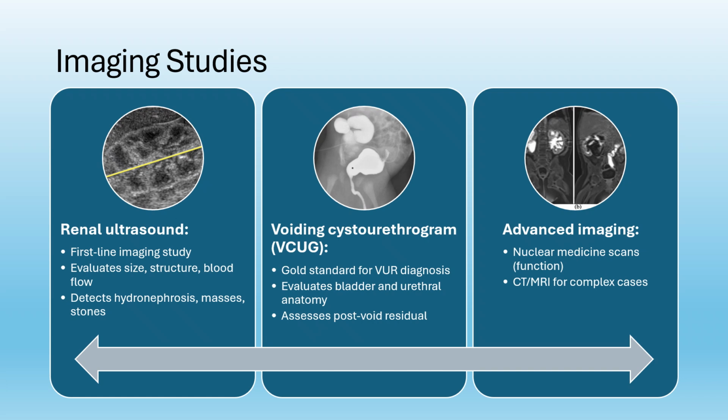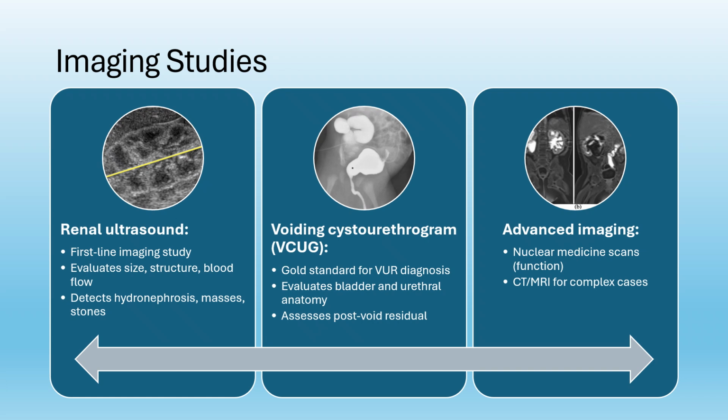The voiding cystourethrogram, or VCUG, serves a specific purpose. It's our gold standard for diagnosing vesicoureteral reflux. During this study, we instill contrast into the bladder through a catheter, then watch under fluoroscopy as the infant voids. If contrast flows backward into the ureters or kidneys, we've documented reflux and can grade its severity.